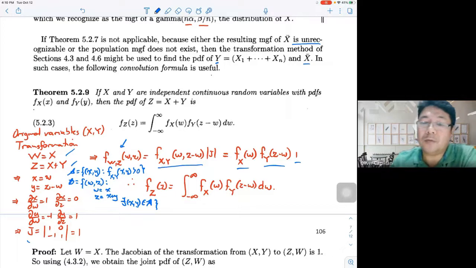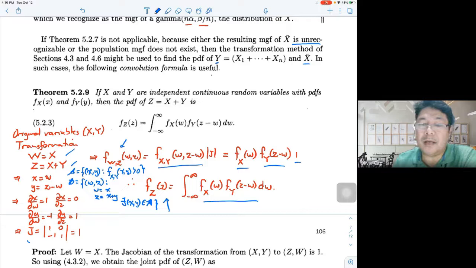So kung mauna nga ito ang joint PDF of W and Z, we can now determine the marginal PDF of Z. So this is now the marginal PDF of Z. That's actually, by definition, the improper integral of the joint PDF.